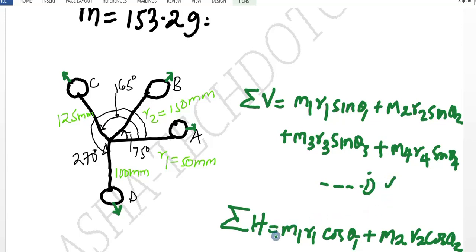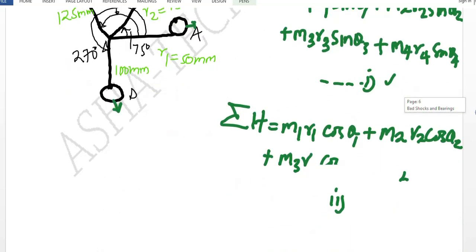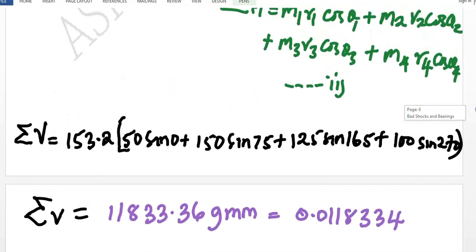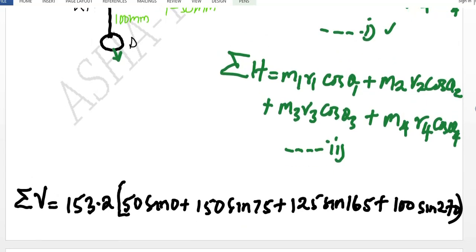Then equation 2 would be the consideration of horizontal forces. The resultant horizontal force would be the sum of the horizontal forces, which would be m1 r1 cos theta 1 plus m2 r2 cos theta 2 up to m4 r4 cos theta 4, so that I am able to get the resultant horizontal force. Of course, I would also multiply by the square of omega here, but it would be cancelled out, and that is equation 2.